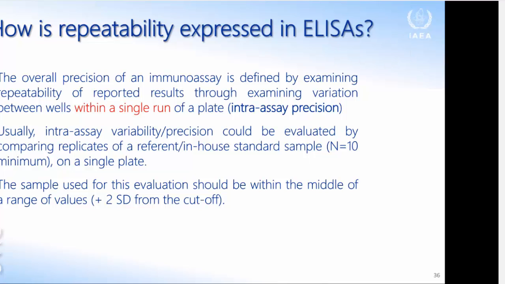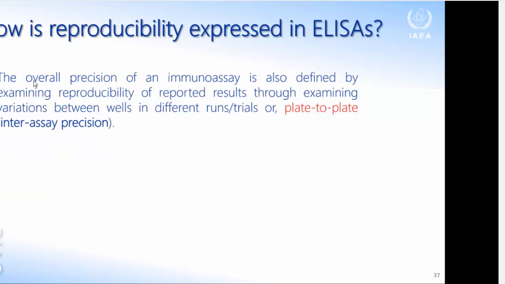The value of the sample used for this evaluation should lie somewhere in the middle of the range of values. Usually it can be +2 standard deviations from the cutoff. So not near the cutoff, but at least, let's say, 2 standard deviations above the cutoff.